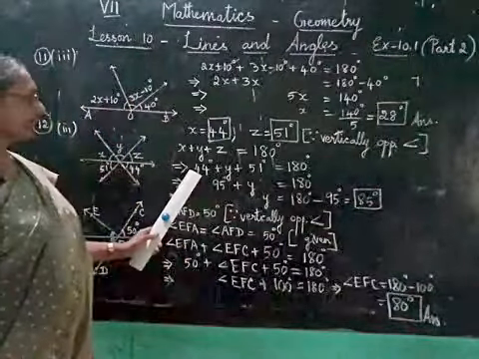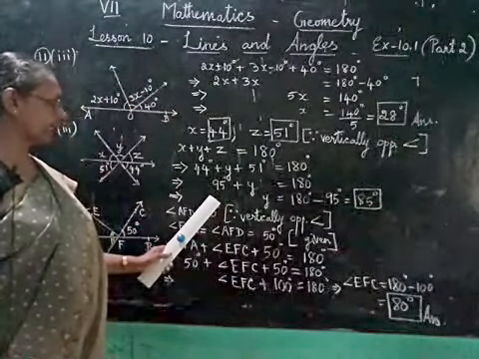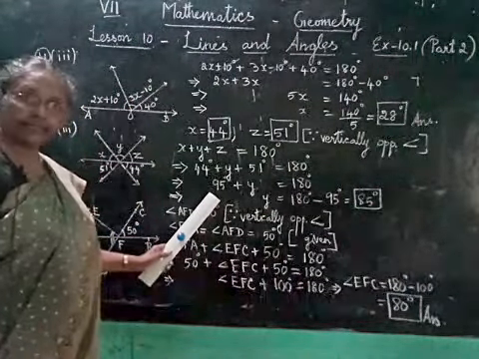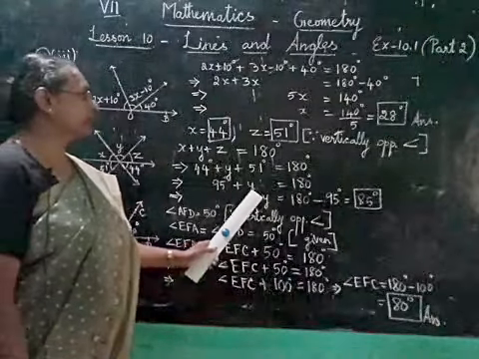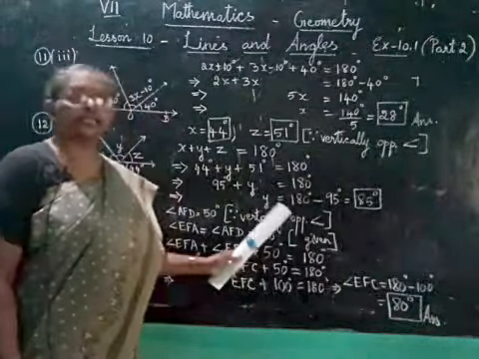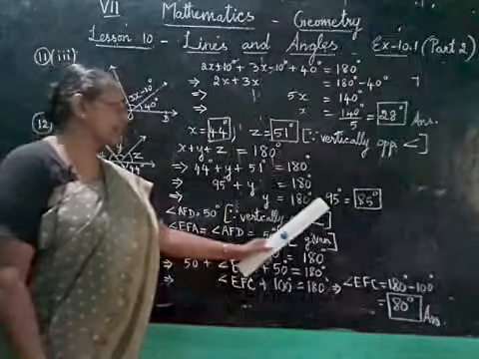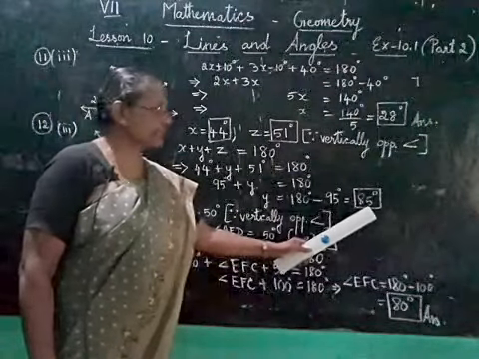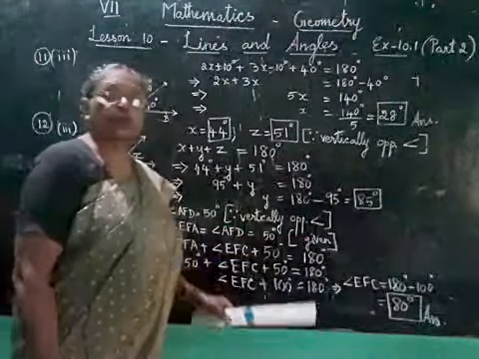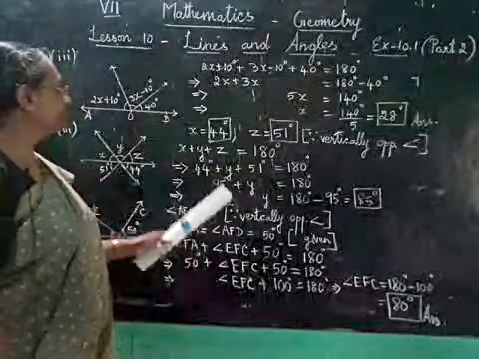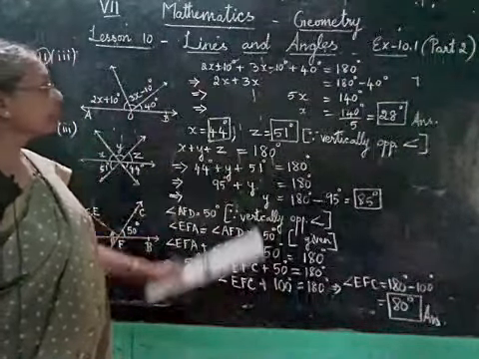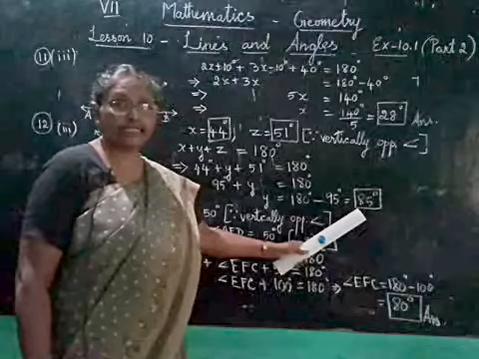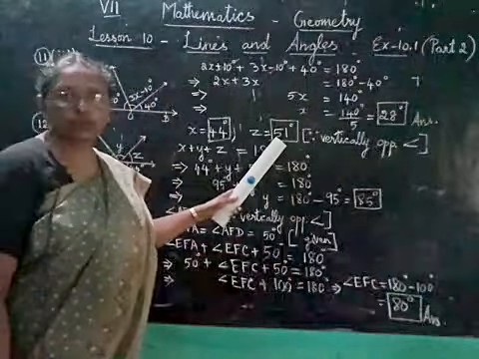When we add 44 and 51, you get 95 degrees. 95 degrees plus y is equal to 180. Therefore, y will be equal to 180 minus 95, which is 85 degrees. So we have found out the values for x, y, z. x is 44 degrees, y is 85 degrees, and z is 51 degrees.